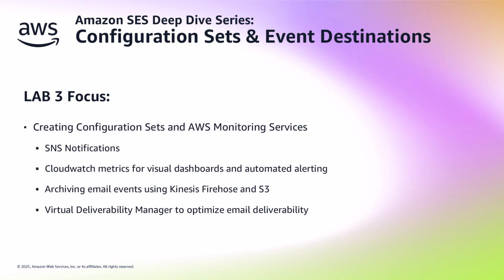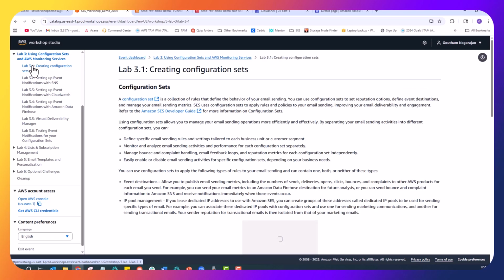In this comprehensive lab, we'll build a complete email monitoring ecosystem by first creating configuration sets to organize our email settings, then setting up real-time event notifications through SNS so we get immediate alerts about email deliveries and issues, then implement CloudWatch metrics for visual dashboards and automated alerting. And we will archive all email events using Kinesis Firehose for long-term storage, and for analysis, we will leverage Virtual Deliverability Manager to automatically optimize our email deliverability. Finally, we'll test our entire monitoring setup to ensure everything works seamlessly together. Let's get started with the first lab.